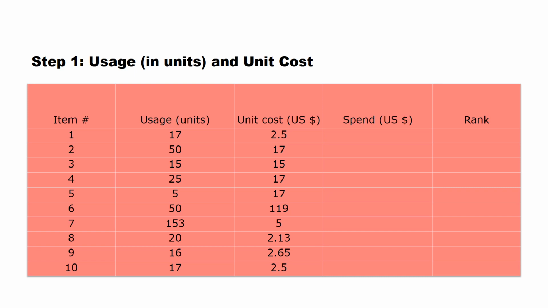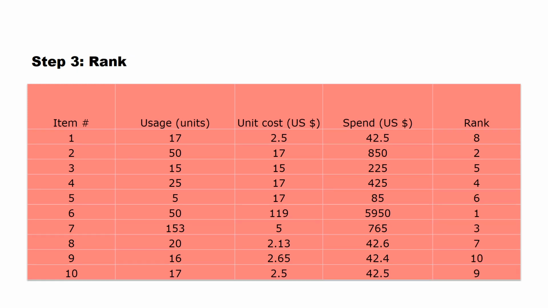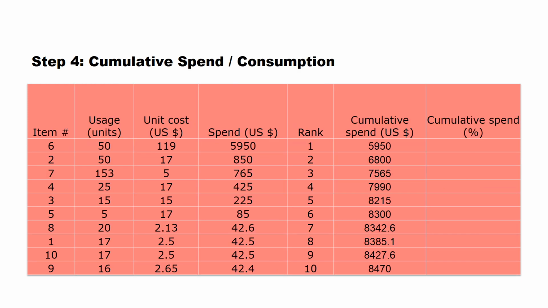Let me illustrate the steps by an example. Here we have 10 items with different usage, let's say annually in units, and different unit cost. We calculate the spend or consumption in dollar value for each item by multiplying the usage with the unit cost. Then we rank the items by their spend from the highest to the lowest. Screenshots of these steps in your software will be shown shortly. Now we rearrange the items by their ranks and calculate the cumulative spend in dollar value.